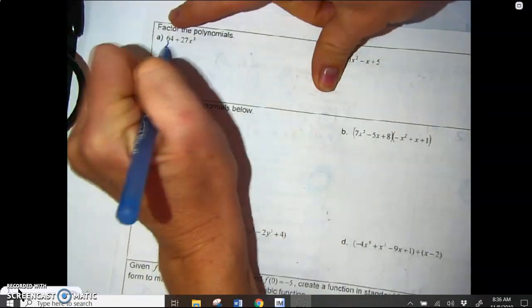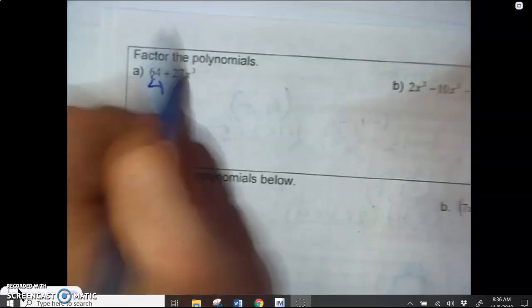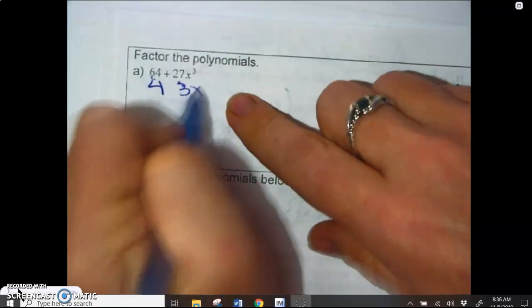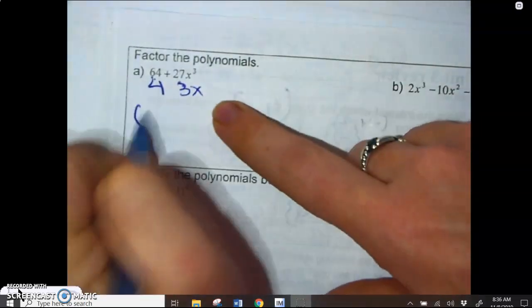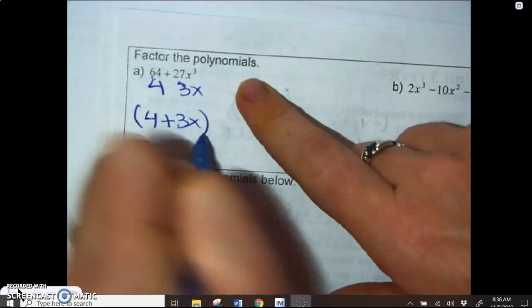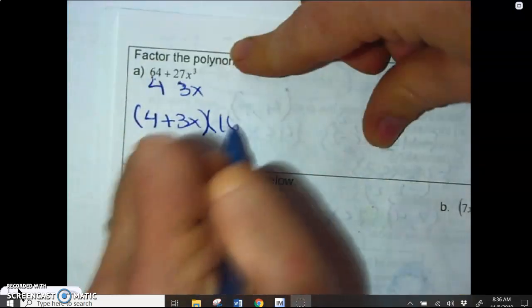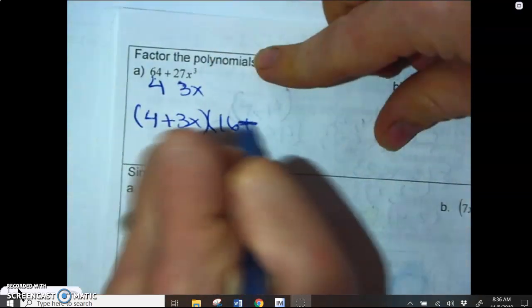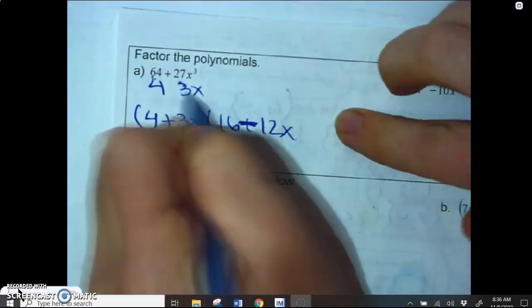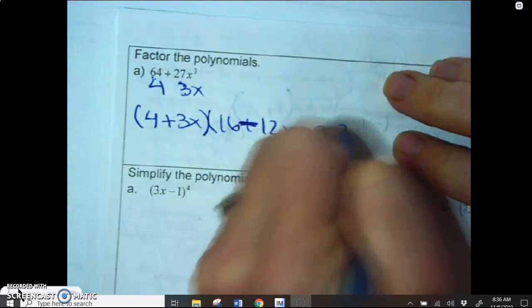All right, factor. So this times this times this, 4. Let me make it bigger. This times this times this. Remember the sum of cubes. Square the first guy. Put those two together, that should be a minus. And square the second guy.